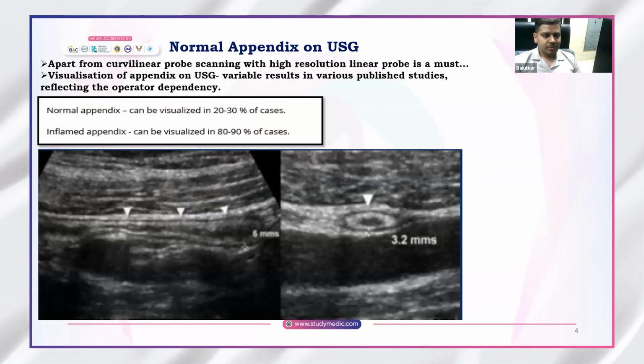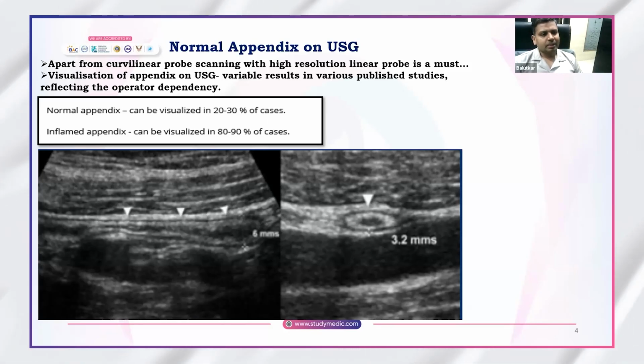So this is the normal appearance of an appendix on ultrasound examination. We can see a blind ending sausage-like tubular structure, which in this particular image has a caliber of 3.2 to 5 mm. For examination of the appendix, we should be clear that apart from the high resolution curvilinear probe, we should always use the high resolution linear probe for examination of the appendicular wall, its vascularity, its compressibility, and the entire appendix should be properly examined.